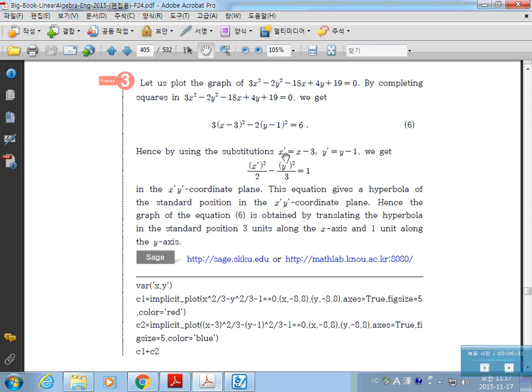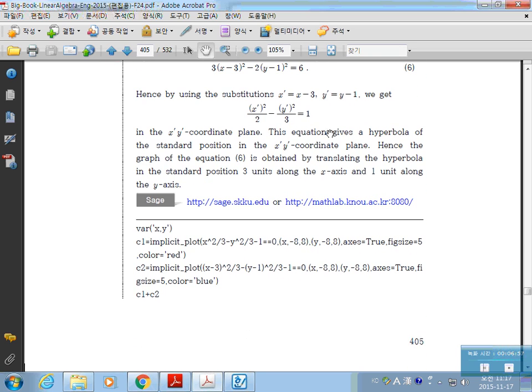If we substitute x prime as x minus 3 and y prime as y minus 1, this can be written in this way in the x prime, y prime coordinate. In the new coordinate system, this can be written as a special form that you have seen in a non-degenerate conic section case, which is a special case of the quadratic form.